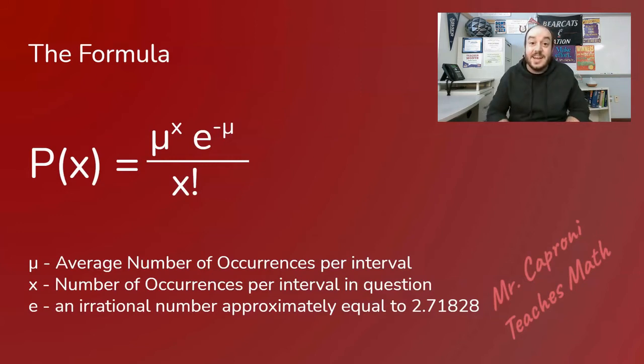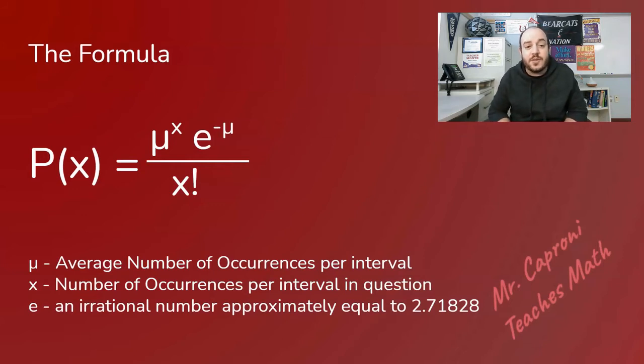Now that we have the notation knocked out, let's take a look at the actual formula. I know this formula looks pretty crazy, but remember, we just defined the three variables that are used in there. Whereas the mu and the x are going to change every time with the question we've been given, the e is always going to be the same, because remember, that just represents a number.